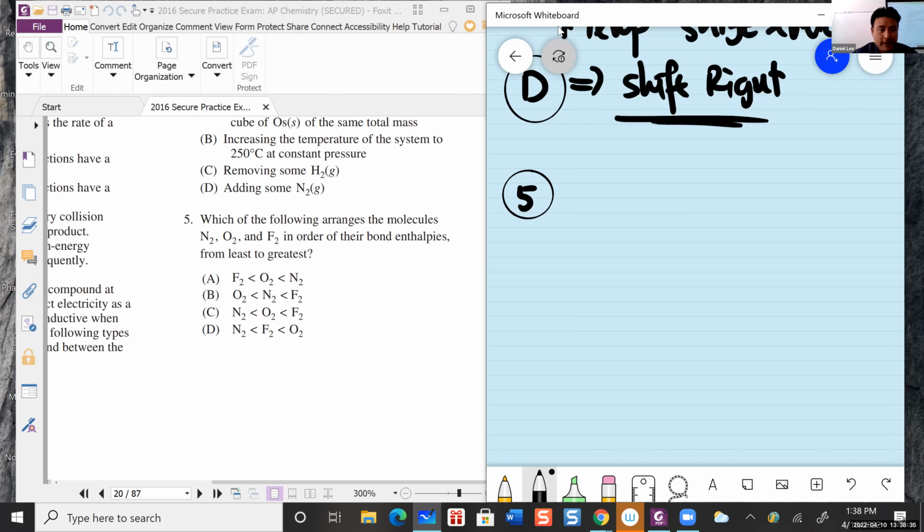Hi, Bronsner. Okay, so which of the following arranges the molecules in order of the bond energy? So bond enthalpy means bond energy. Which one is the strongest? Which one is the weakest?